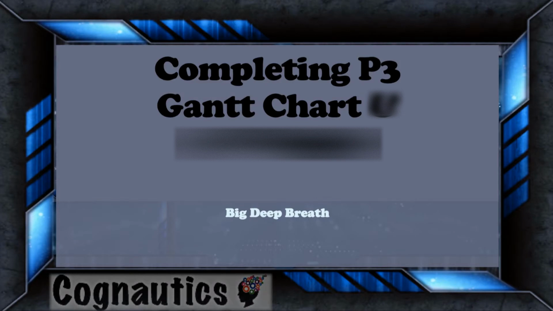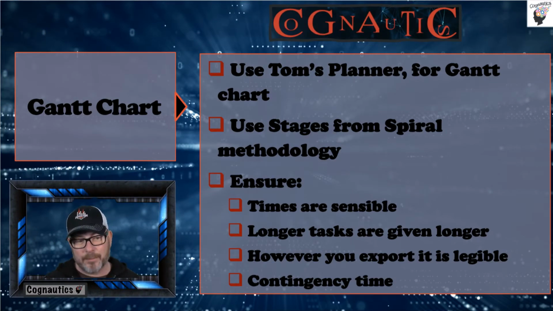Let's jump in and have a look now at the last part of P3, the Gantt chart and the flow chart. Similar to what you've done before, but in some way subtly different. And let's try to make sense of how that is the case. For the Gantt chart, practicalities.